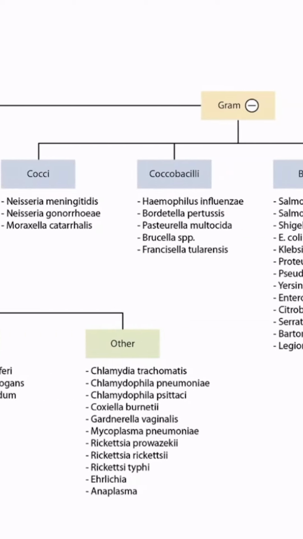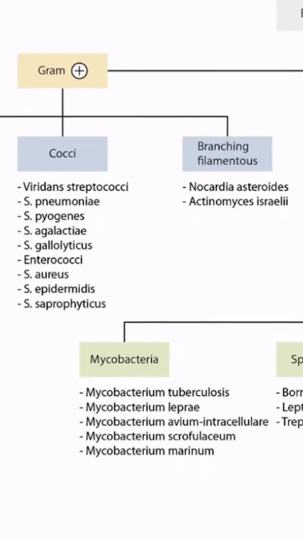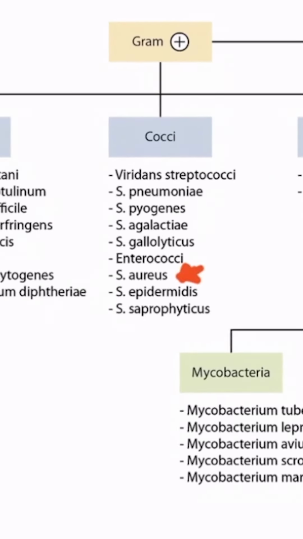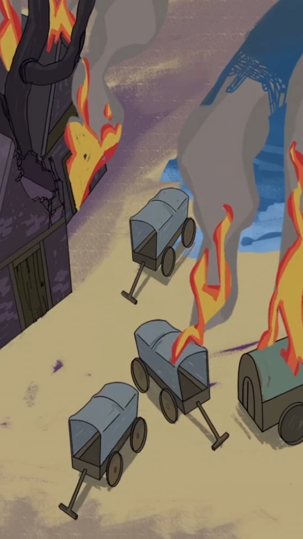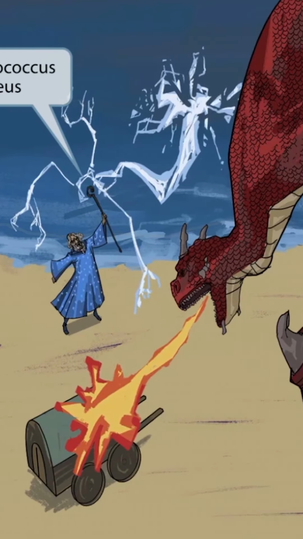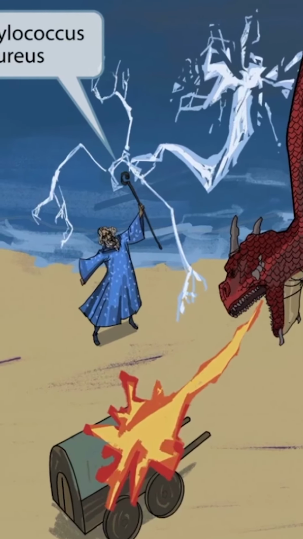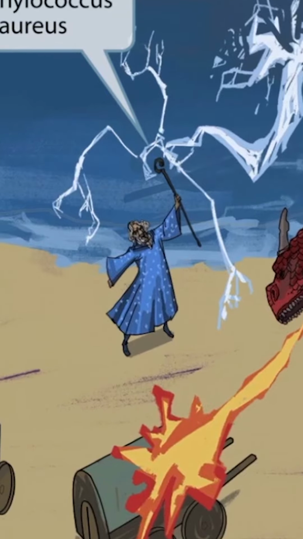This is our bacteria overview figure. In this video, we'll be discussing Staphylococcus aureus, which you can see right here. This scene will take place back during the time of the wizards and dragons. Our main character in this scene will be the wizard guy, who we'll call Merlin.